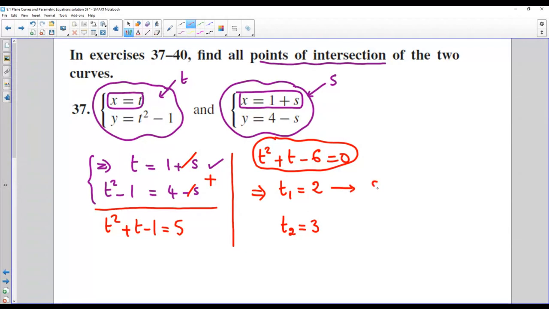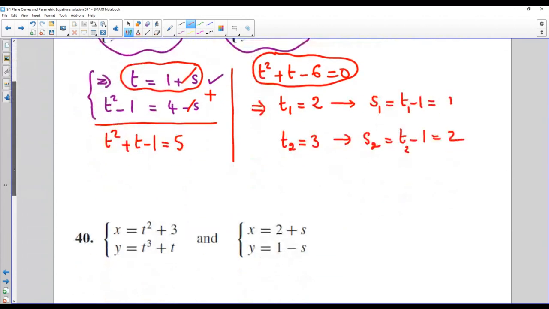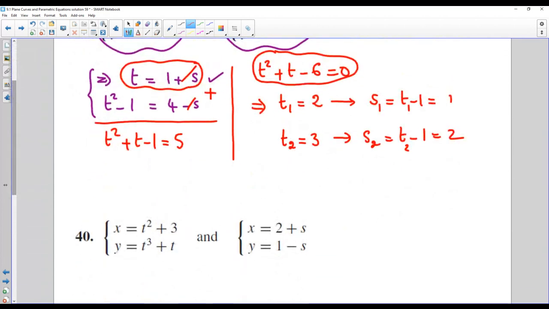So if I substitute in the first equation, S is T minus 1, so S is 1. And for this one, Doctor, it's minus 3, not 3. Again, T minus 1, which is 2, like this. So let's see now what we are getting.